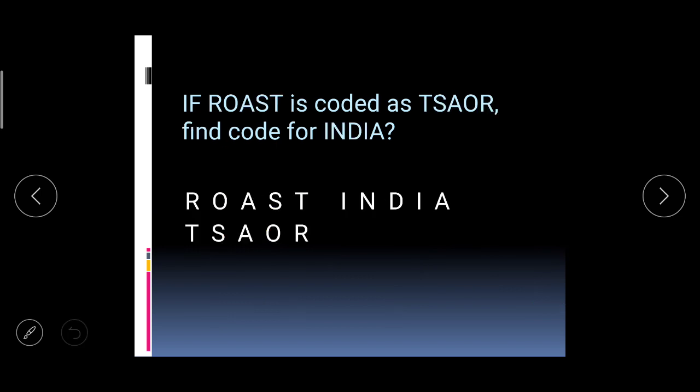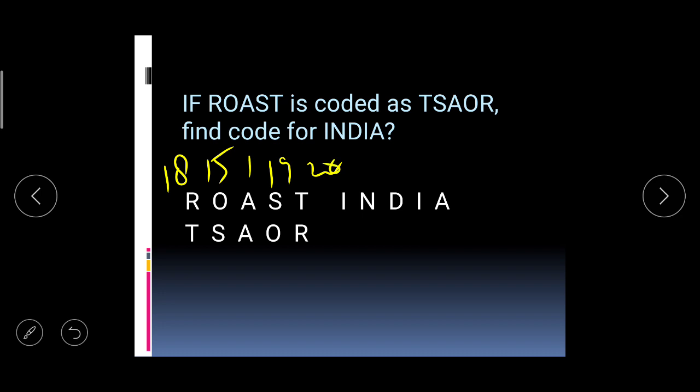Okay, let's see. If roast is coded as TSAOR, find the code for India. Let's start by writing the positions of the letters. R is 18, O is 15, A is 1, S is 19 and T is 20.